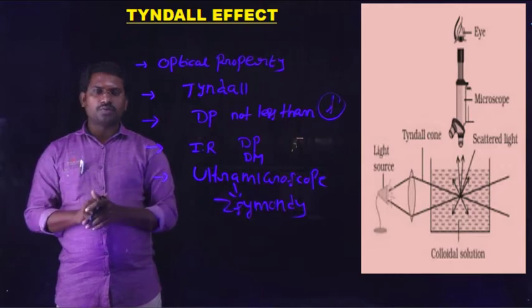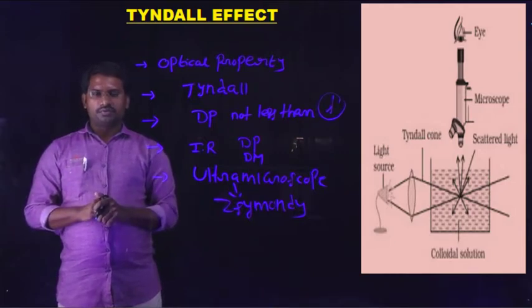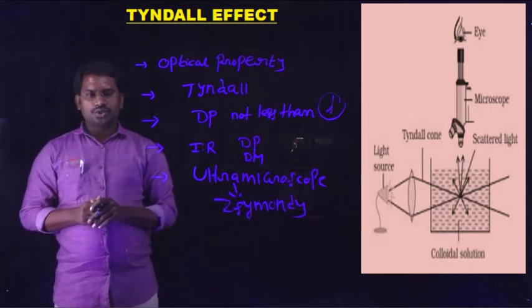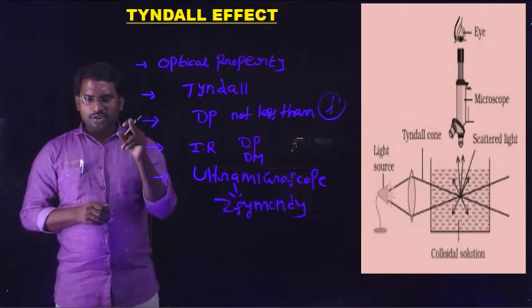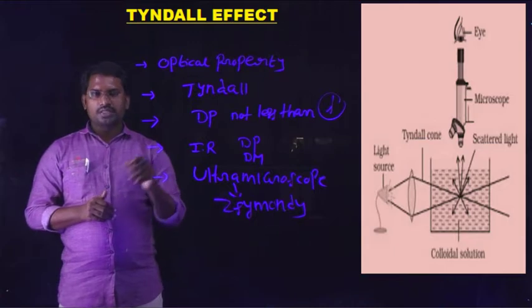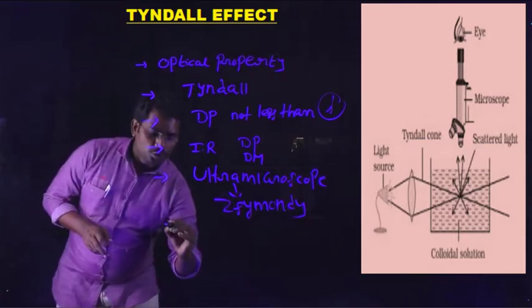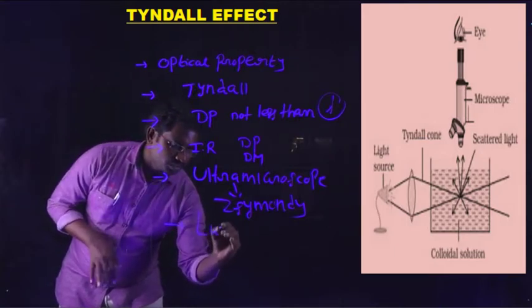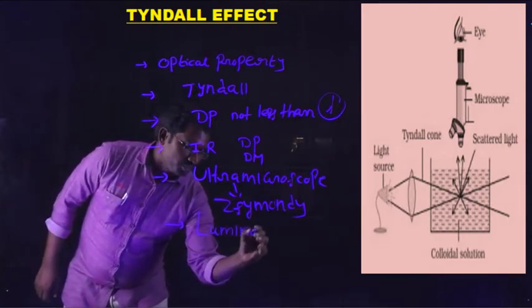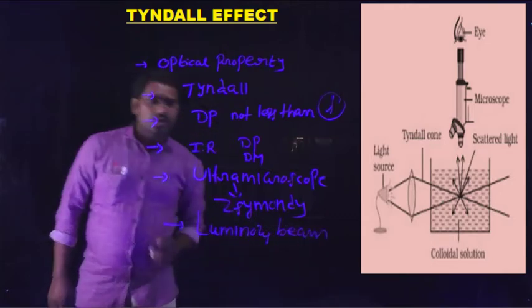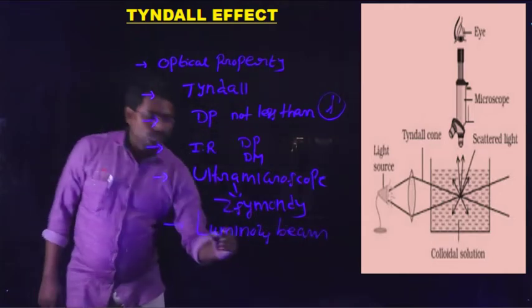This is the information about the Tyndall effect. When the beam of light passes through the colloidal solution, the light is absorbed by the colloidal particles and they will be scattered, then the path of the light appears as a luminous beam. This is known as the Tyndall cone.